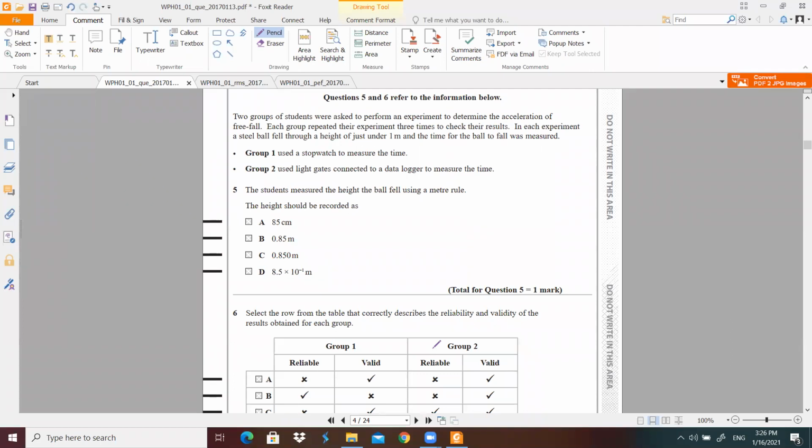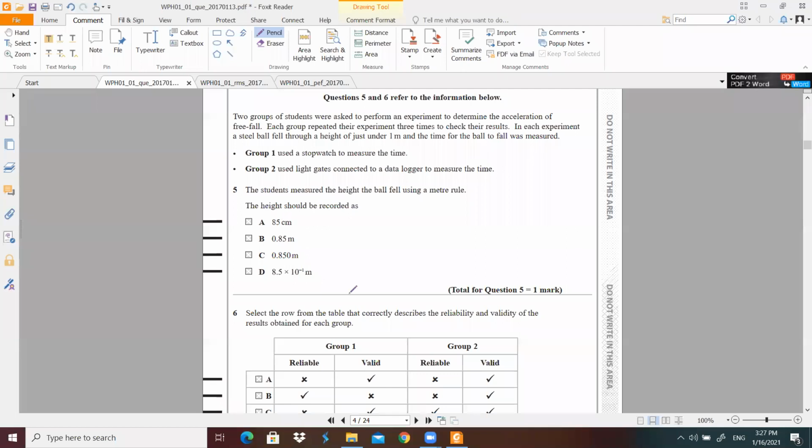And if you look at the mark scheme or the examiner report, you'd see the exact words over there as well. A meter rule can measure to 3 significant figures, so my answer must also be to 3 significant figures. That is irrespective, I repeat, of the unit.